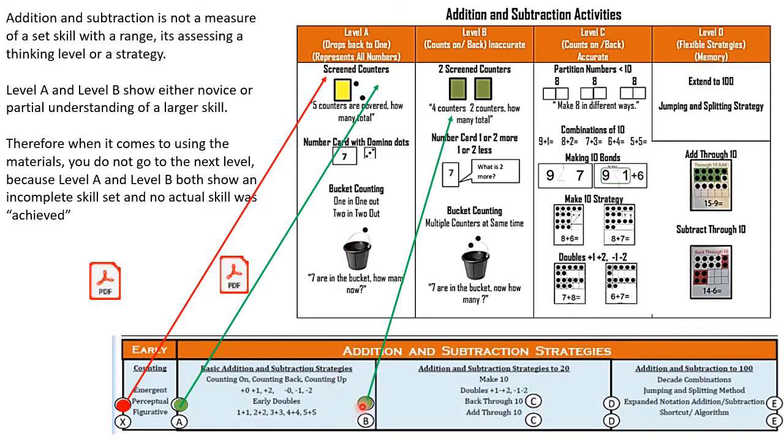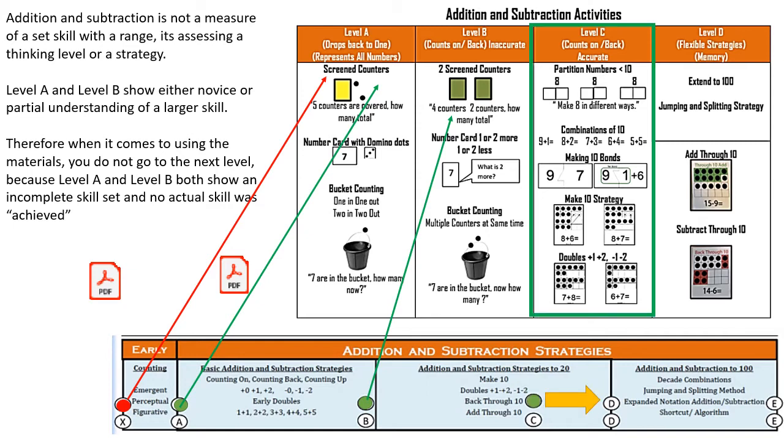Now if a student is level B, remember level B is also an incomplete skill, because they're counting on and counting back, but they're inaccurate with it. Level A is just a measure of a very low level strategy. Are they using it and are they getting it right? Yes or no. Level B is yes, they can do part of the strategy, they can count on, but they're not accurate with it.